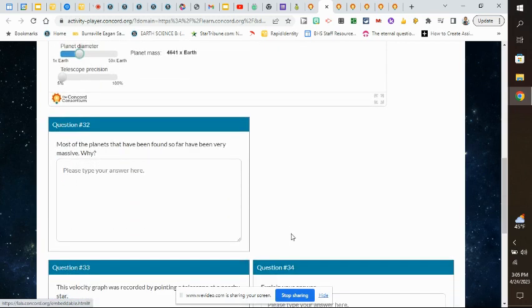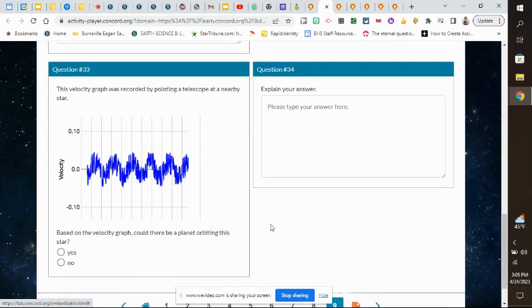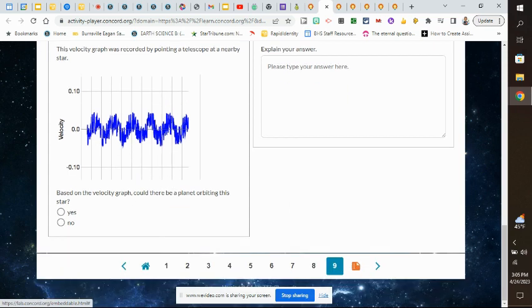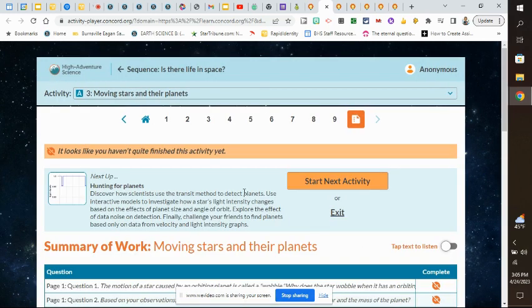Question: most of the planets that have been found so far have been very massive. Why? Now, as you take a look at this velocity graph, could there be a planet? Explain your answer, and then you're done. That will complete the activity.